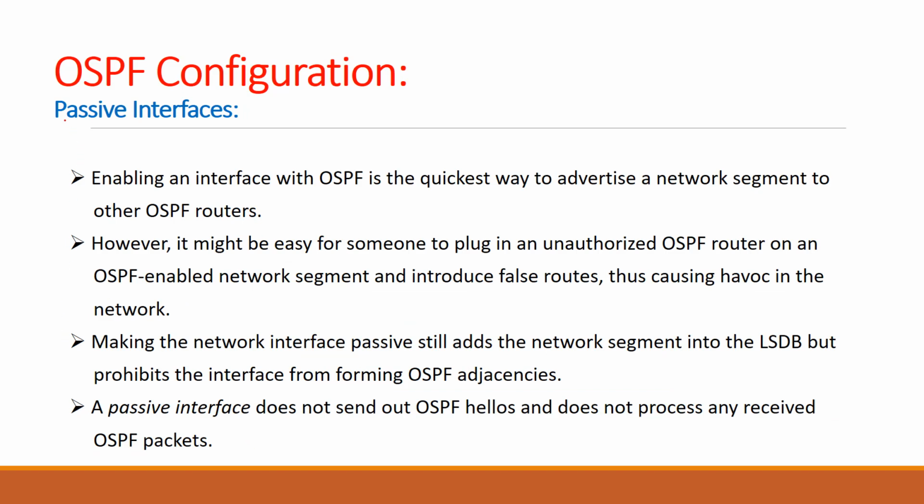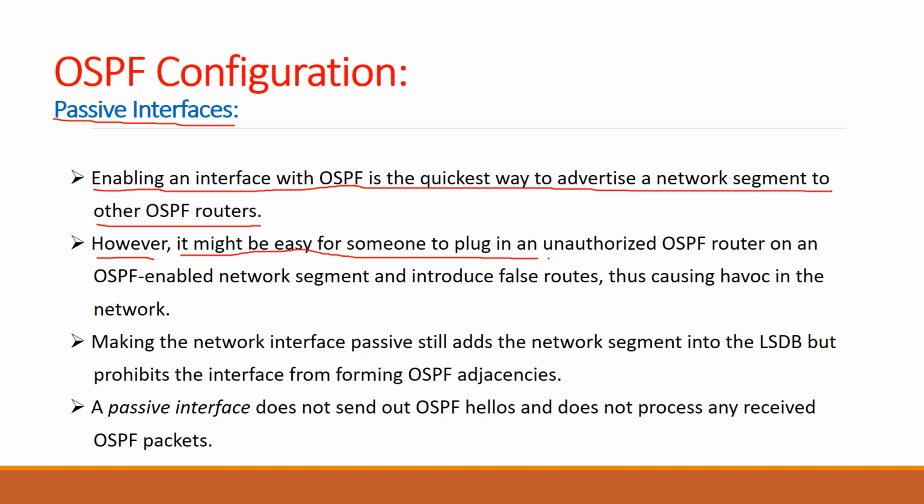Let's discuss what passive interfaces are. Enabling an interface with OSPF is the quickest way to advertise a network segment to other OSPF routers. However, it might be easy for someone to plug in an unauthorized OSPF router on an OSPF-enabled network segment and introduce false routes, thus causing havoc in the network.